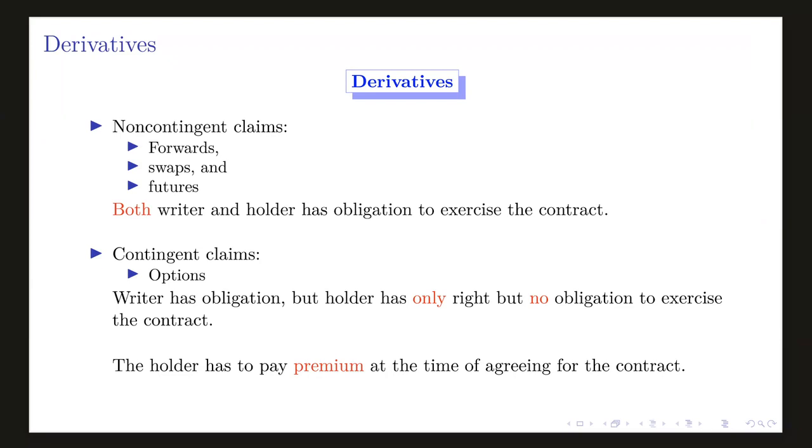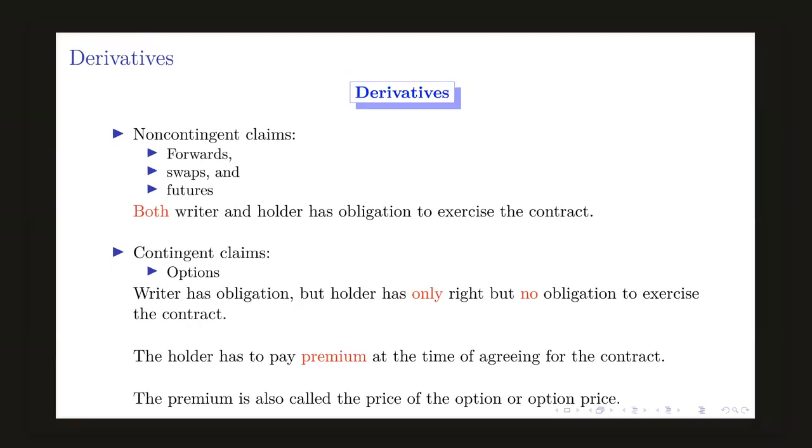The only example of contingent claim is options. And throughout the rest of the course, we are only going to study options. So we can define an option as a derivative in which the holder has only the right but no obligation to exercise the contract. This can be taken as a definition of options. The premium is called the price of the option or option price.